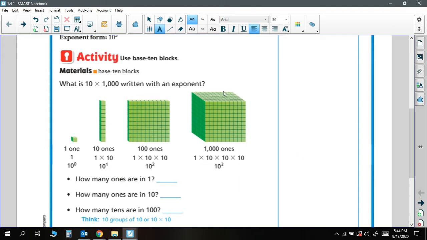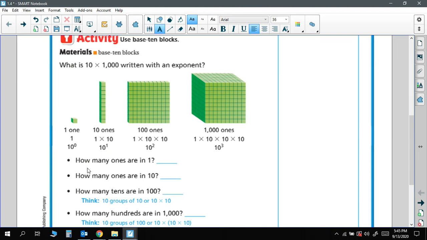The next one we have are 1,000 ones, so you have 1,000 of these guys in this cube, and that would be like 1 times 10 times 10 times 10, or 10 to the third power. Okay? So they're just kind of showing you a pattern there. So they're asking, how many ones are there in 1?